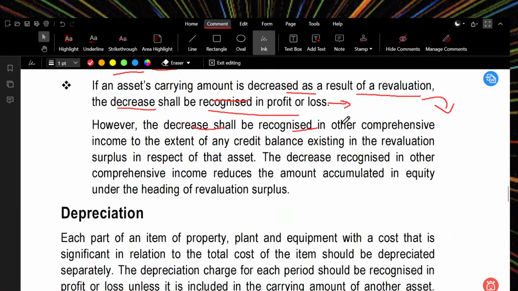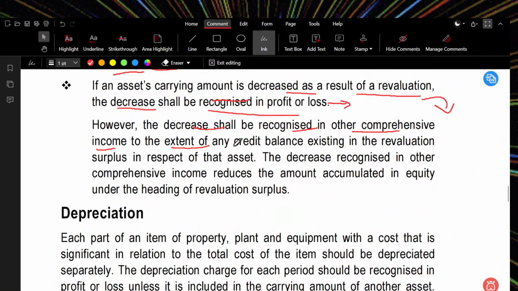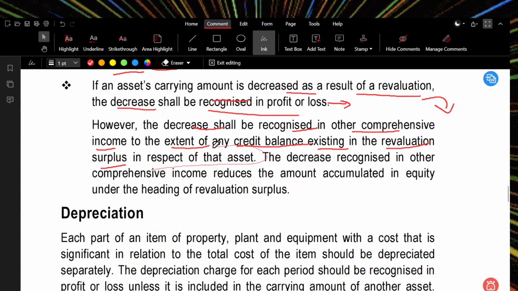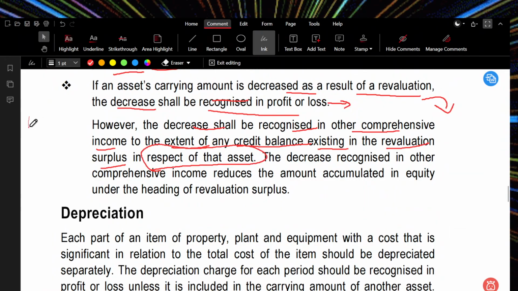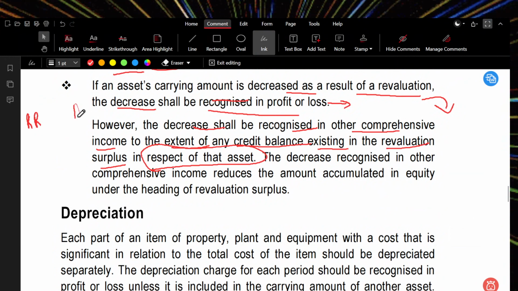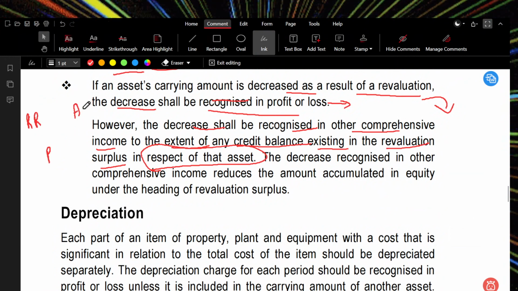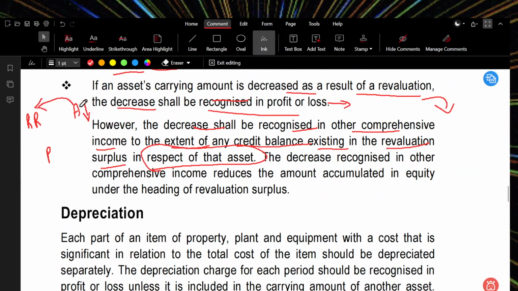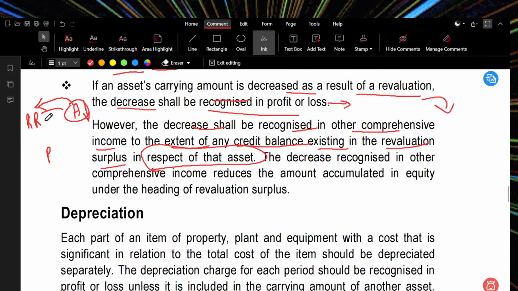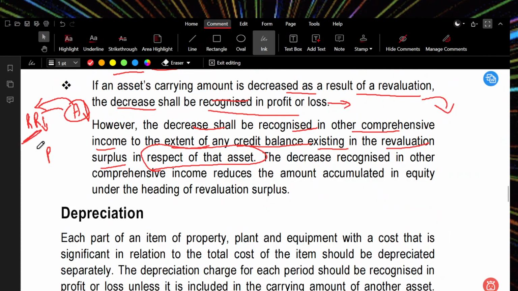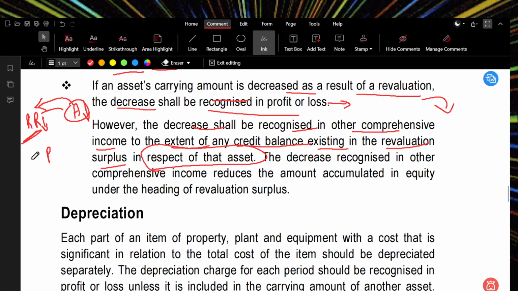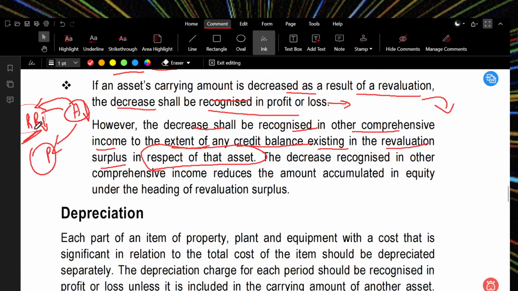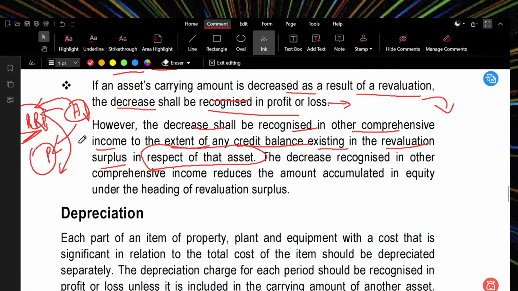However, the decrease shall be recognized in other comprehensive income to the extent of any credit balance existing in the revaluation surplus in respect of the asset. Sir, we have a revaluation reserve and asset value and P&L. Now, I'm reducing the value of the asset. So first, with respect to this asset, what is the revaluation reserve? You should reduce it. So if the revaluation reserve is much lesser than what you reduce, the remaining amount should be charged to P&L.